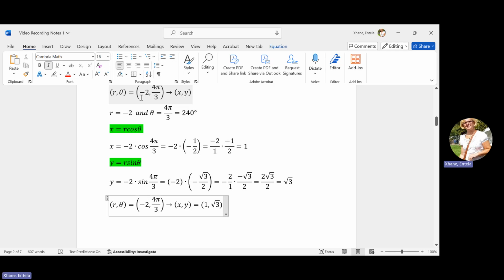Because of the value of r. Remember, r is the radius, it's a distance, must be positive. The minus only tells you the direction you're measuring. So you're measuring 2 units on the terminal side of theta, but not in the same direction, in the opposite direction due to the minus sign. If there were no negative sign, this should be a point in quadrant 3. But obviously, due to the negative sign in front of r, you measure 2 units on the terminal side of theta, but in the opposite direction. So therefore, this belongs to quadrant 1.